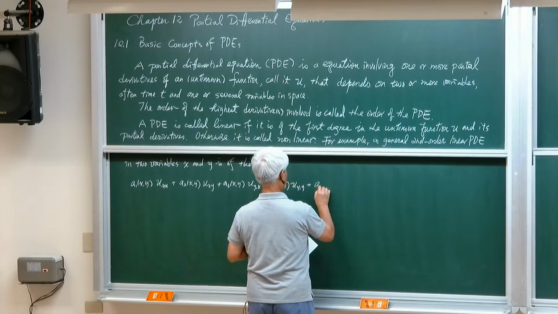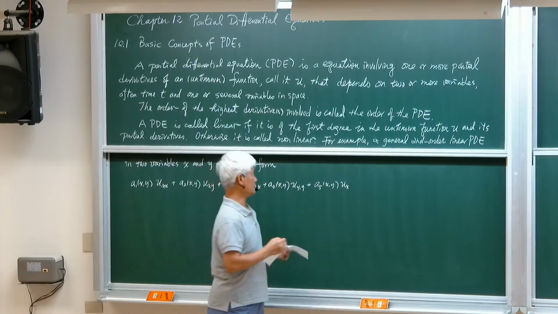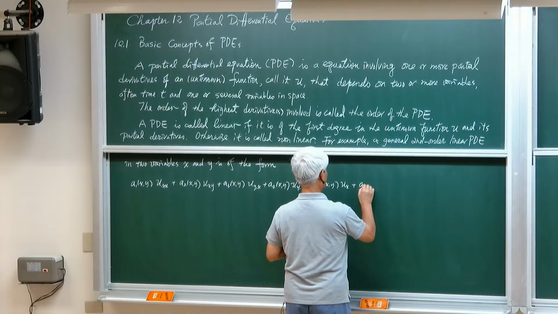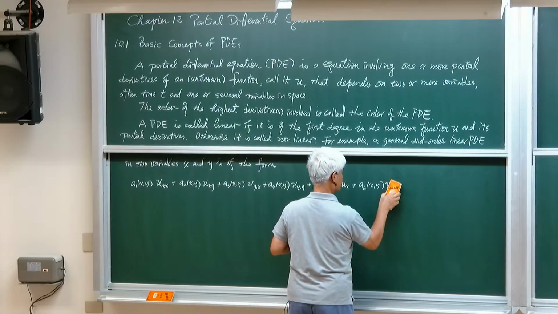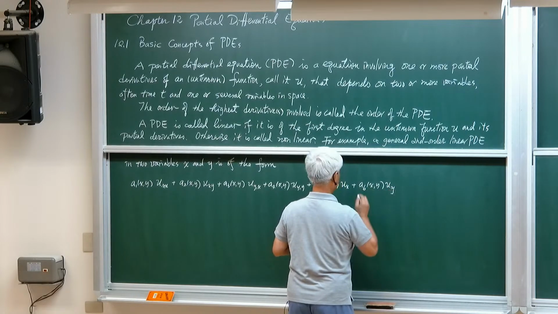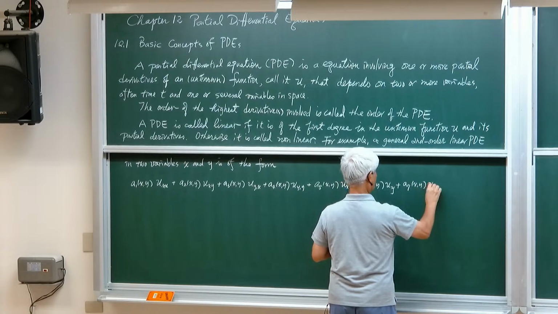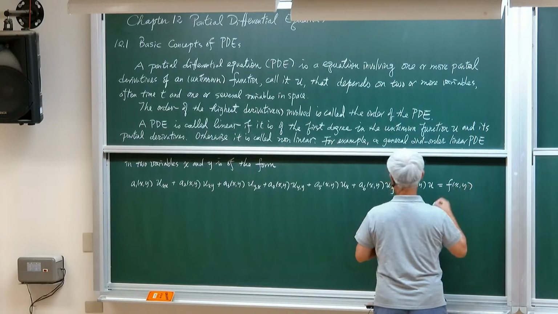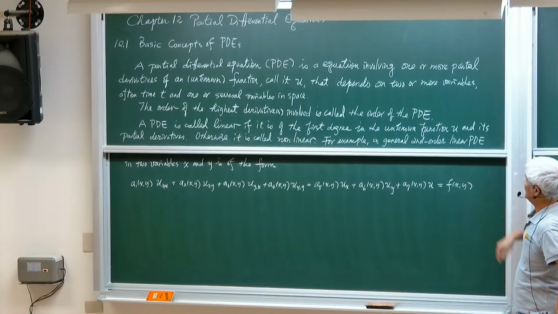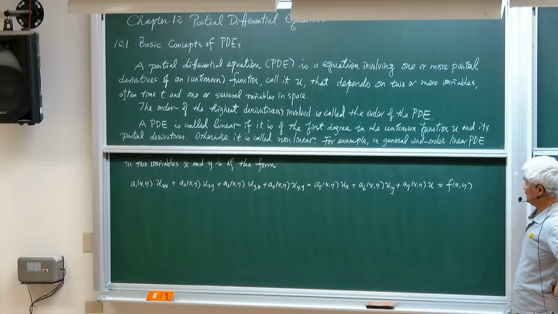And there are two first order partial derivatives. Okay, so u_x, this is the first order partial derivative with respect to x. The other one is u_y. Okay, and finally, the unknown function itself, and it's equal to f(x,y). Okay, so this is the general form of a second order linear PDE in two variables x and y.